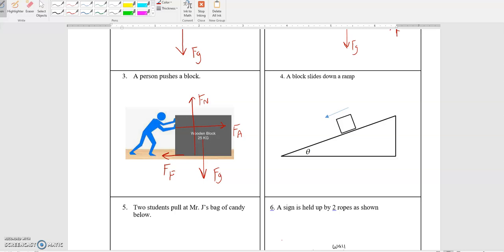So those are the 4 forces. In fact, you're only going to ever have 4 total. You'll never have all 5. That's the situation where you have all 4. In this next one, we have a block sliding down a ramp.